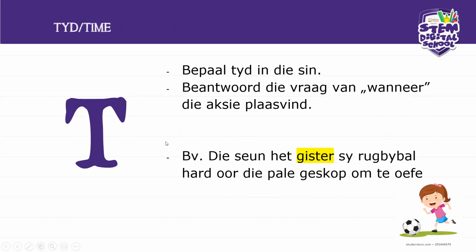Right, guys, then we go to the T of Stompie. Now, this will identify the time in the sentence, die tyd in die sin. And it will then answer the question, when did the action take place? If I've got my sentence again, you'll see I use the same sentence right through. Die seun het gister sy rugbybal hard oor die palle geskop om te oefen. Then you'll see here, die seun is my subject, het is my verb 1, gister then is my time, telling us when the action took place, the tyd in the story or in the sentence. All right. Take a picture.